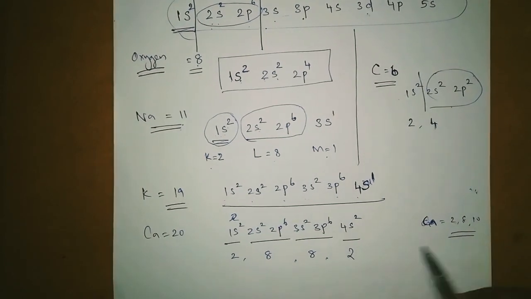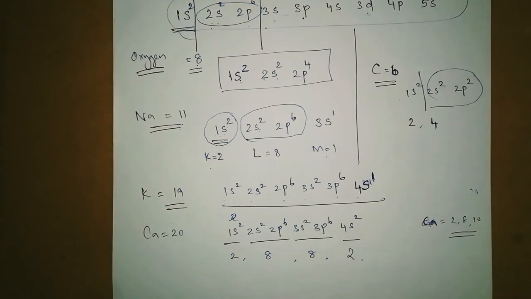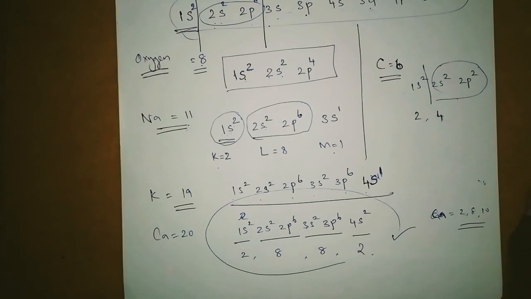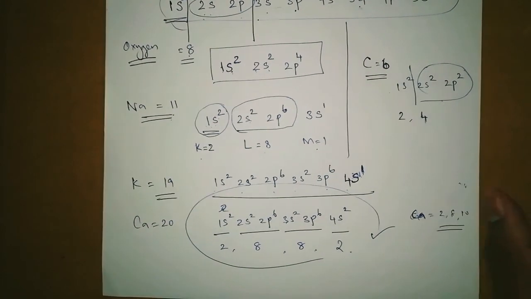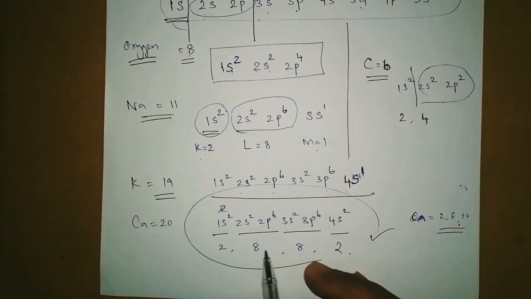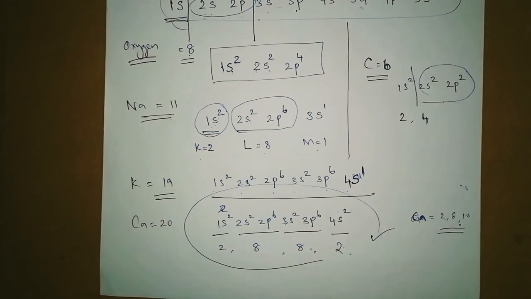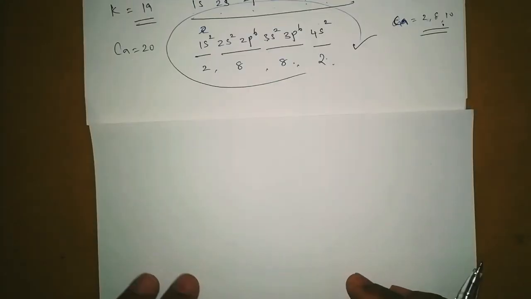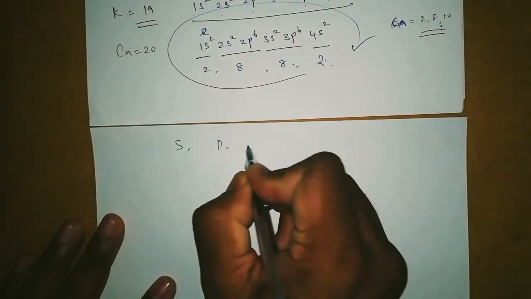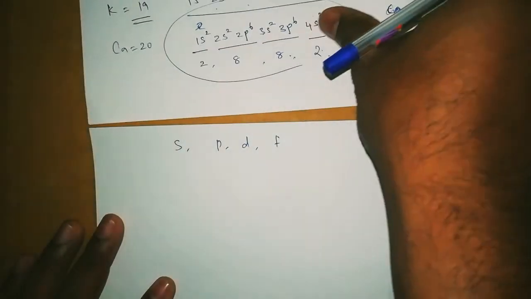Why are we writing it as 2 8 8 2? It is because of this. Will you understand this? So we can't write as 2, 8, 10. We have to write it as 2, 8, 8, 2. It's because of this rule. Hope you understand this. Come back to this S block, P block, D block, F block, the periodic table.